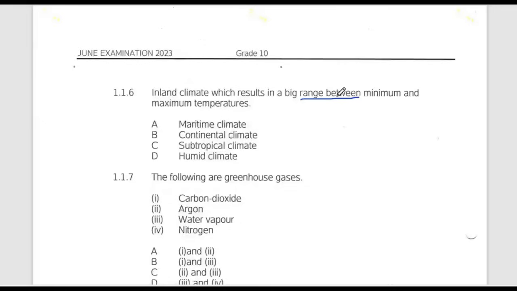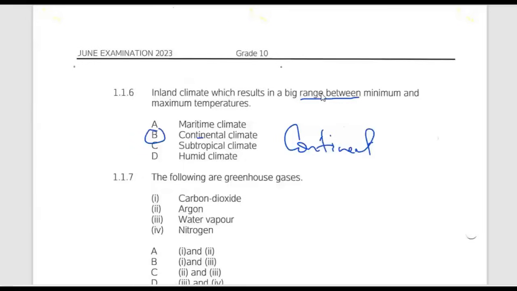We understand it's inland, and when we're talking of inland, it means automatically maritime is out. So it's what we call the continental climate. Continental in the sense that we are looking at climate over the continent. So continental climate is the one that is correct for that matter. Maritime, it refers to water.